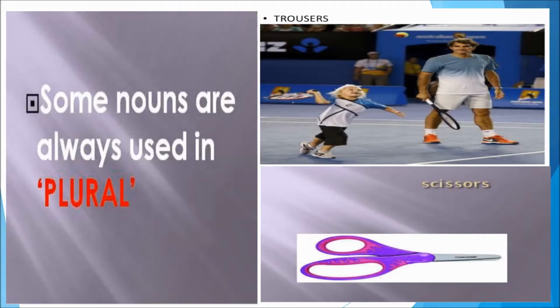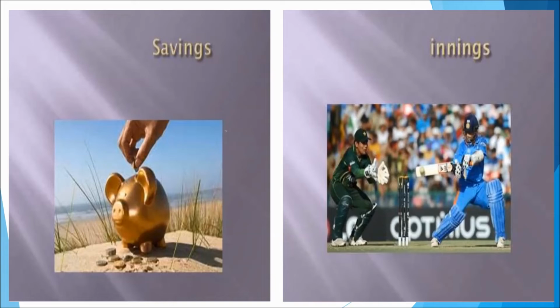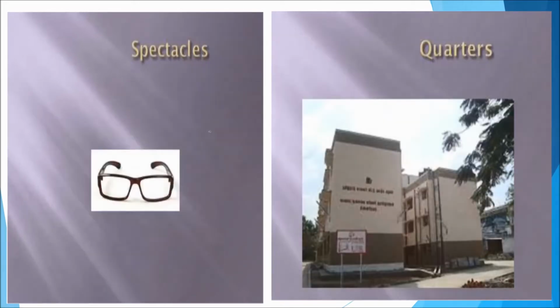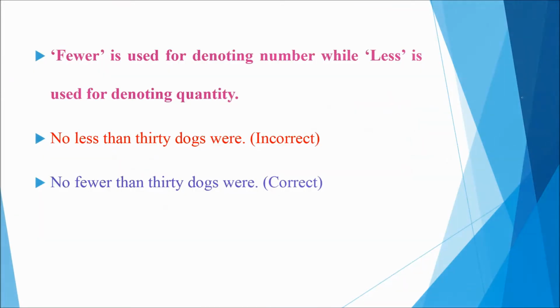Some nouns are always used in plural. For example, trousers, scissors, savings, innings, spectacles, quarters, etc. Let's move on to the next rule. Fewer is used for denoting number while less is used for denoting quantity.